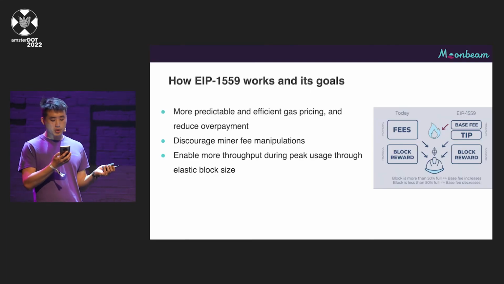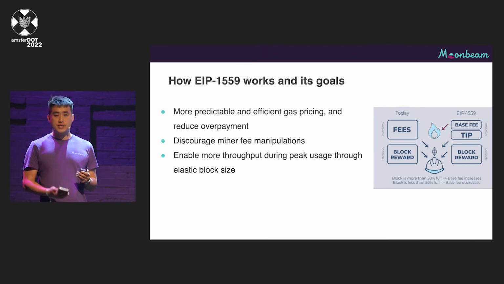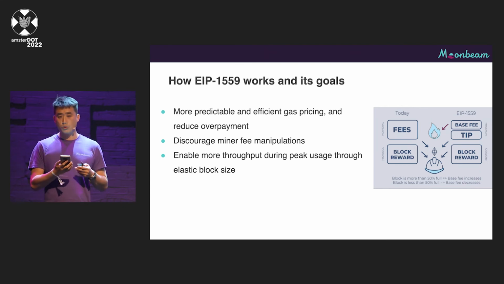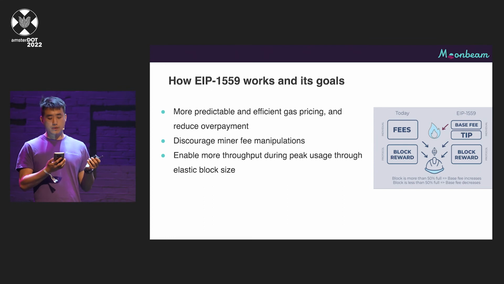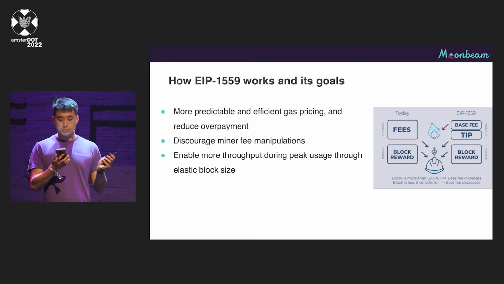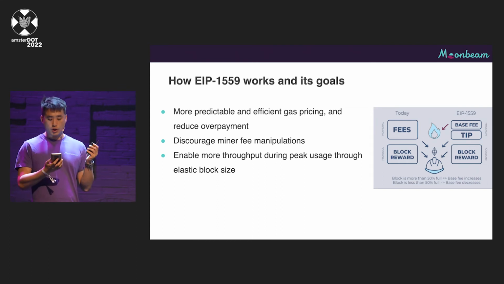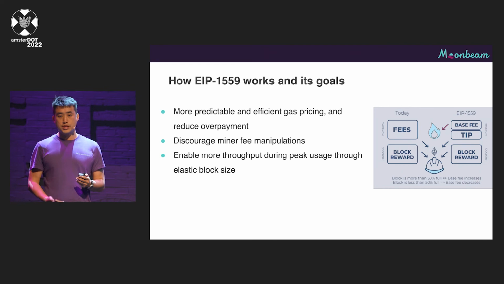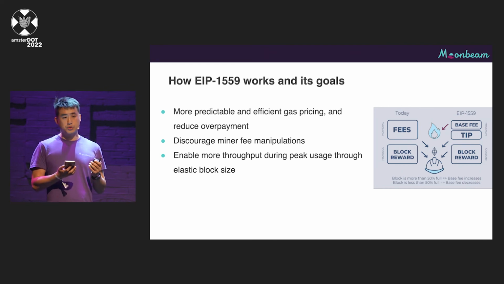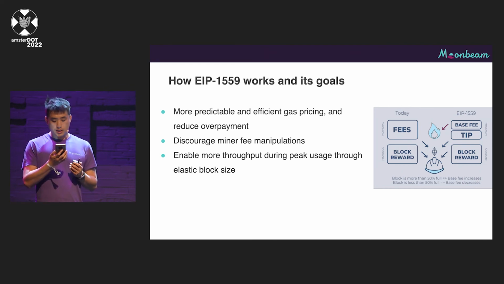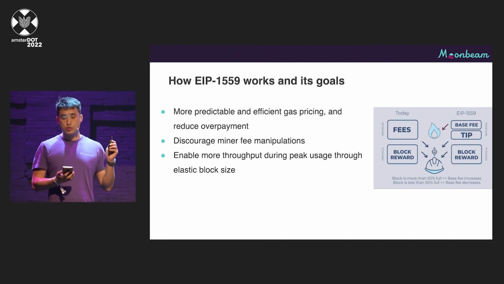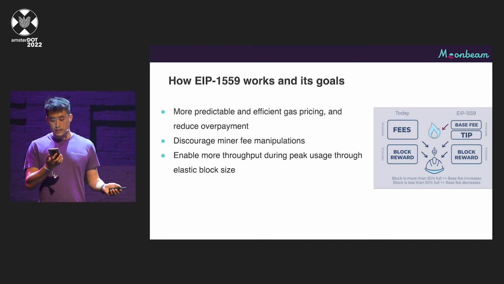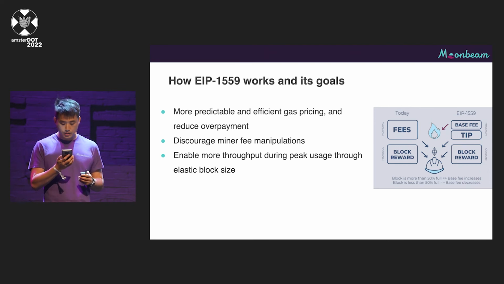So I assume most people here have some idea of what EIP 1559 is, so this will be pretty brief. It was a part of the Ethereum London hard fork, and it was activated on August 5th of 2021. And what it did is completely revamp how Ethereum transaction gas is priced.